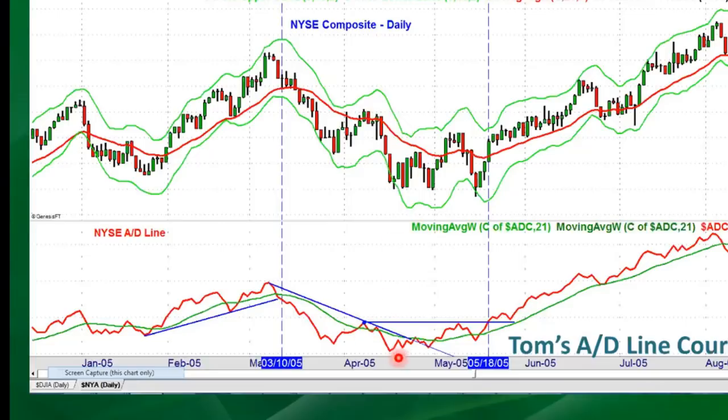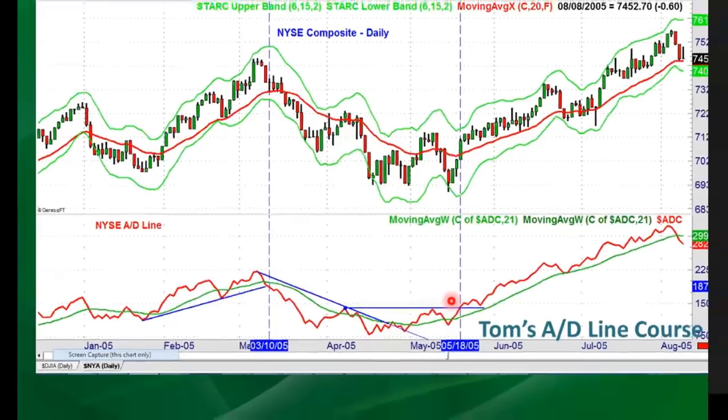So then the AD line made a new low. Then we started to see some improvement here, in late April, slight new low in prices, AD line was higher. Definite new low in prices, AD line was even higher, so you had a multiple bullish divergence here. May 18th, you moved above that resistance, and that was a sign that the decline was indeed over.